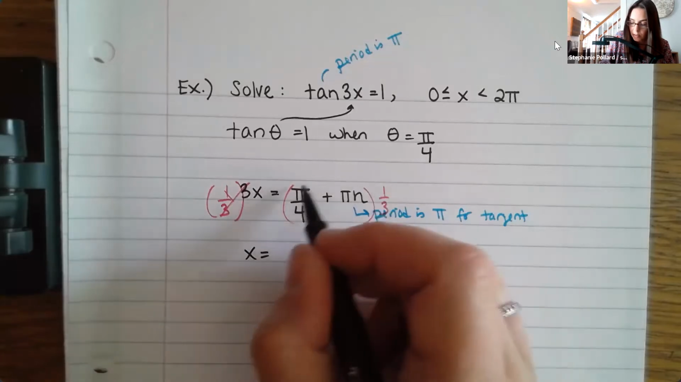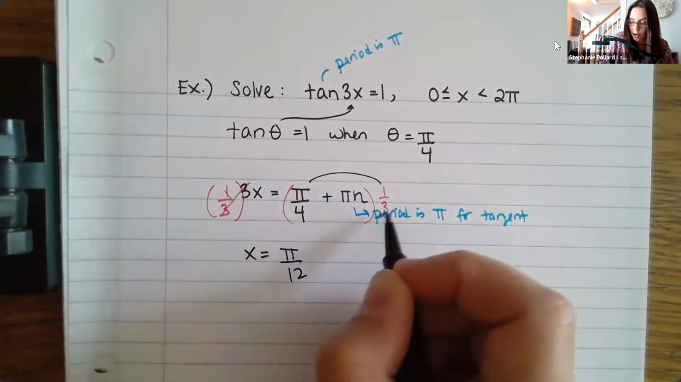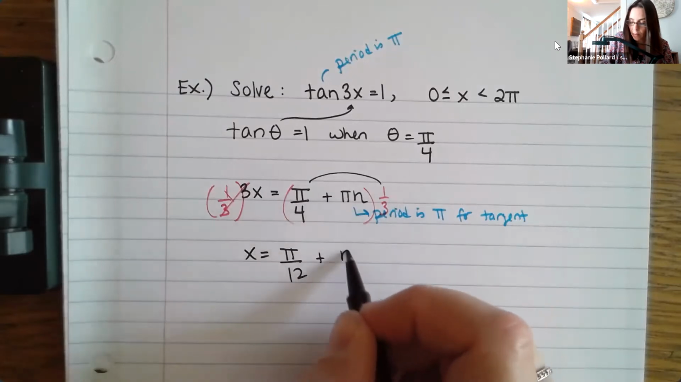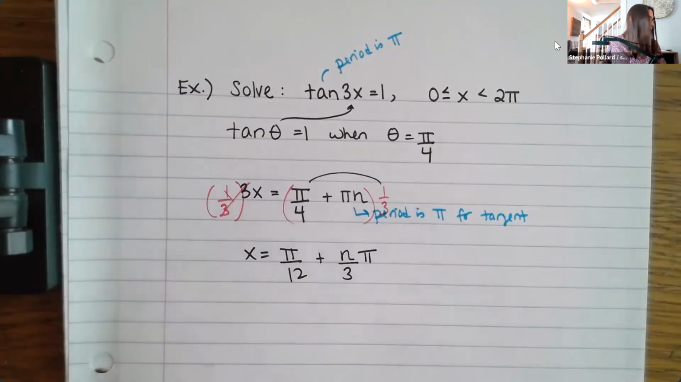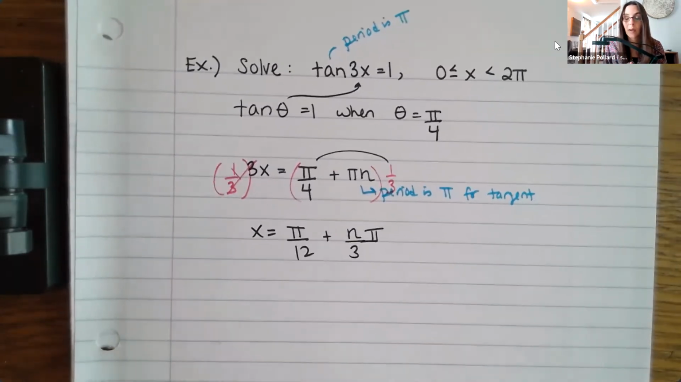I'm going to distribute here. So 1/3 times pi over 4 will be pi over 12. 4 times 3 is 12. And then here, I'm going to just move the n out front. It's going to be n over 3. 1 times n is just n, and then pi as well. Or you can put the whole thing over the denominator. Again, there's a few different ways that you can write it. So this is our final answer.